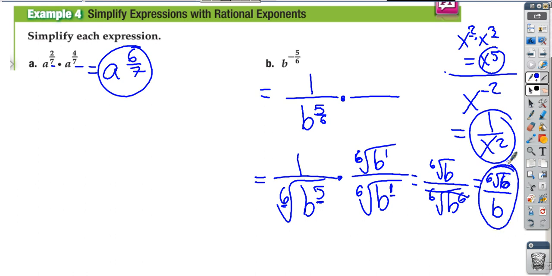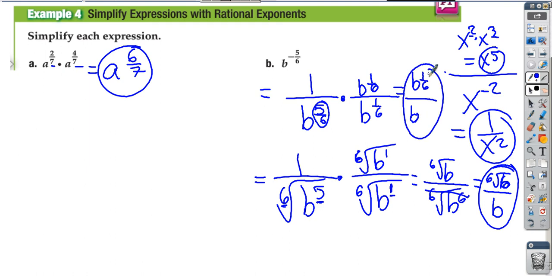Let's do it with the fractions. How would you make that to be 1? Well, what do you need to add to 5/6 to get 1? You need to add 1/6. So that's the same as b to the 1/6 over b to the 6/6. But b to the 6/6, that's just the same thing as b by itself. So notice that that answer is actually the same as that other answer. B to the 1/6, that's the same as the 6th root of b.